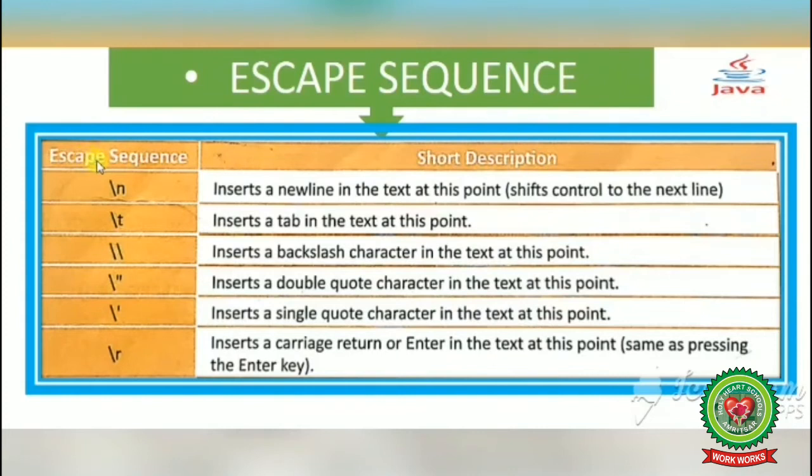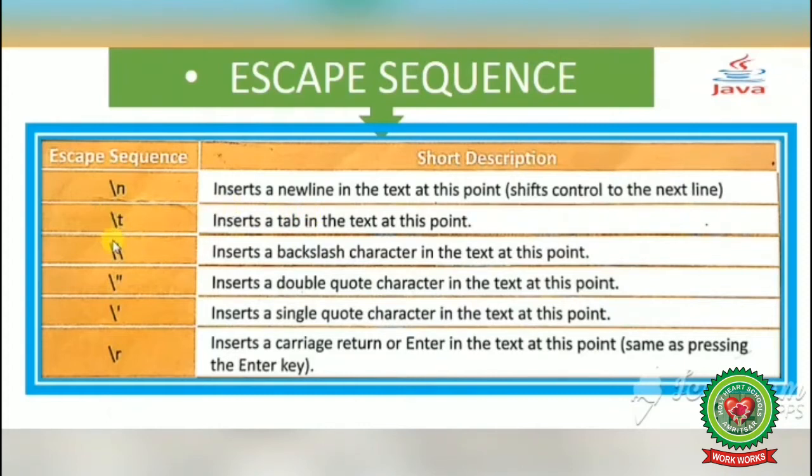Now we will discuss different escape sequences plus their descriptions. Start with slash n. If you write slash n on the screen, what will happen? It will insert a new line in the text at this point. For example, you are writing I am studying in Holy Heart School, and after the word studying you want to move to the next line. So at this place you will use slash n, and your text will move to the next line.